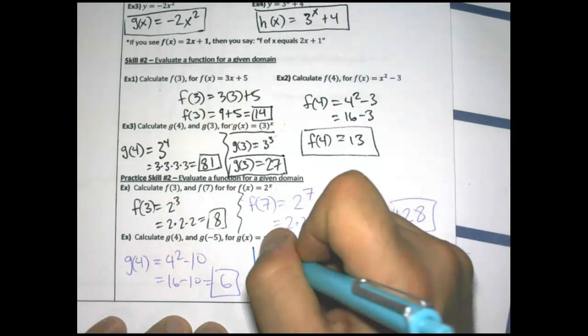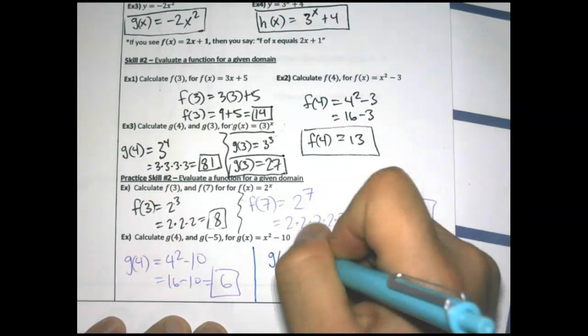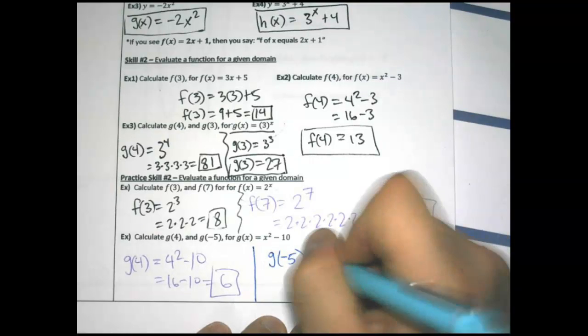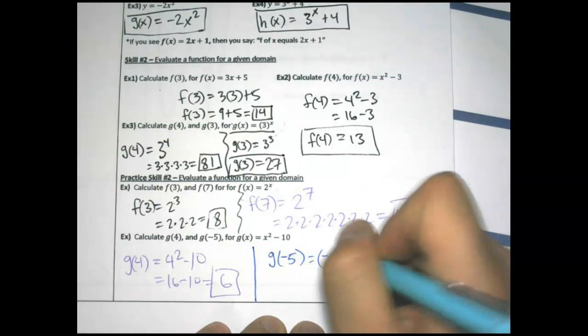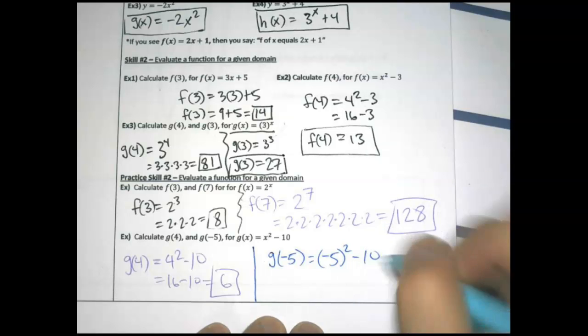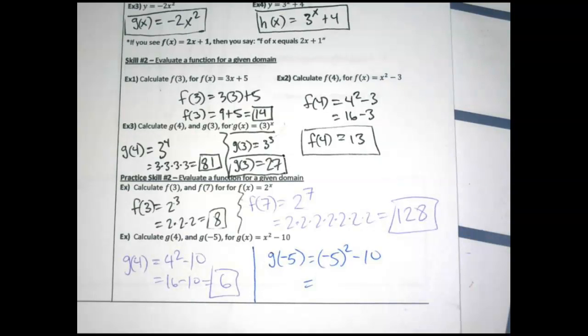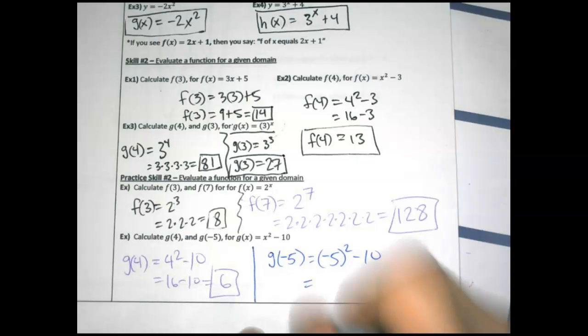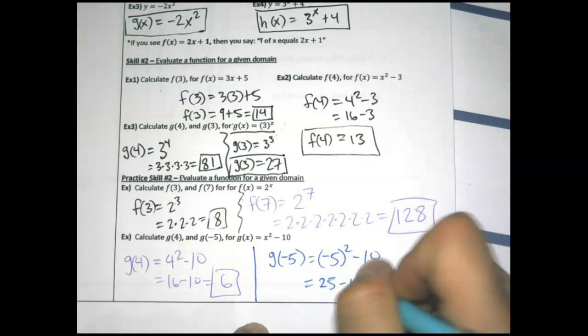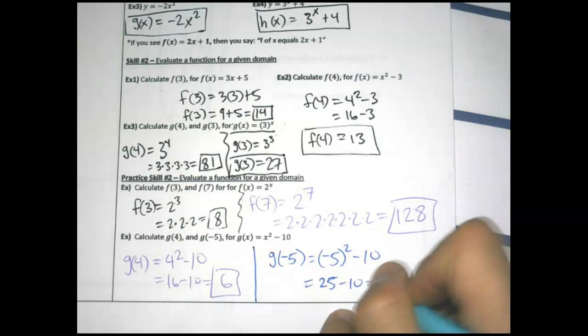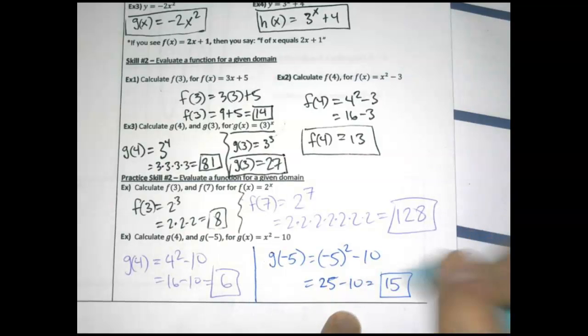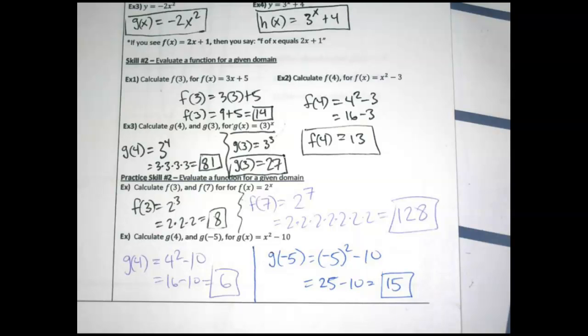And then g of negative 5 equals negative 5 squared minus 10. And then you do have to square the negative number, but remember, a negative number times a negative number is positive, so positive 25 minus 10, 15. So g of negative 5 is 15 on this one.